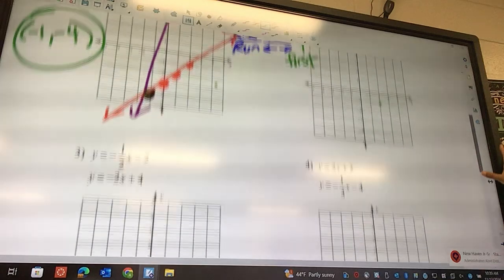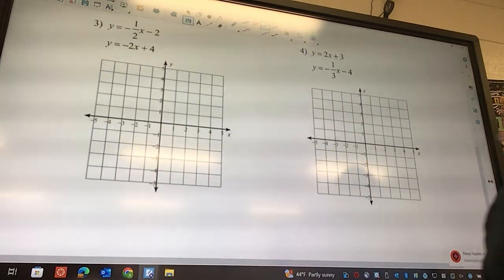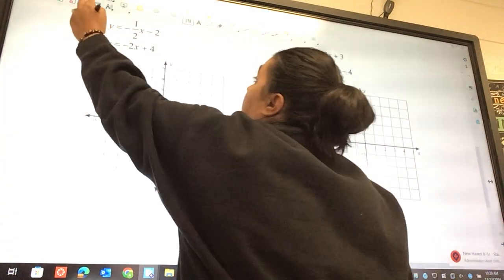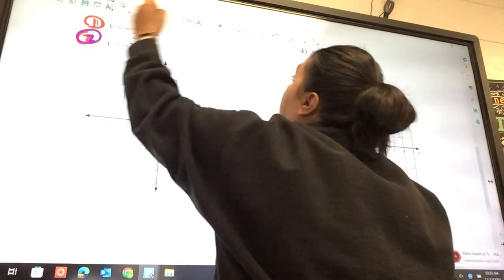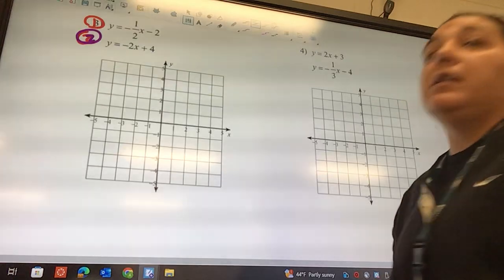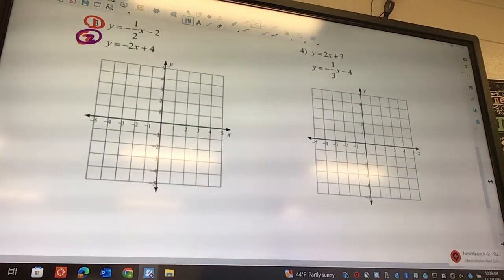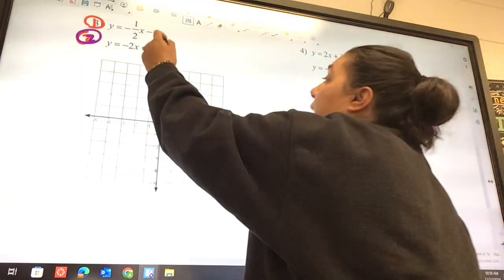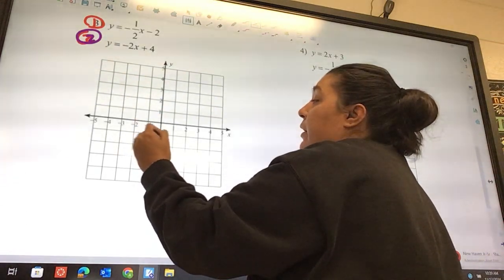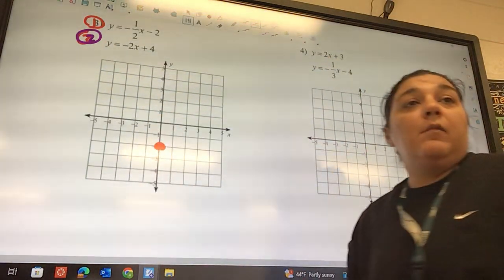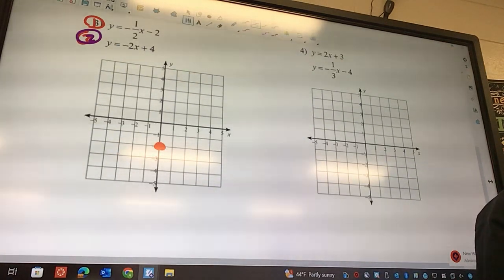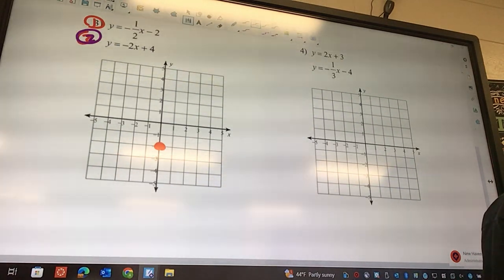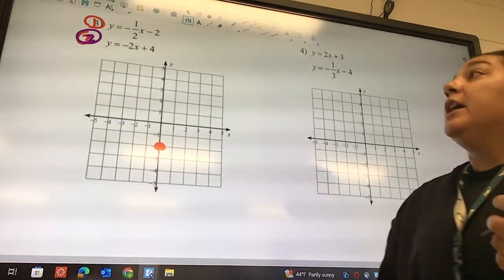So look at number 3. I'm going to graph line 1 first. Line 1 starts where? Where does line 1 start out at? -2. So we're going to go to the y line and find the -2 and put our dot. Then put that up. What is the slope? 1/2. So we're going to go up 1 and over 2.